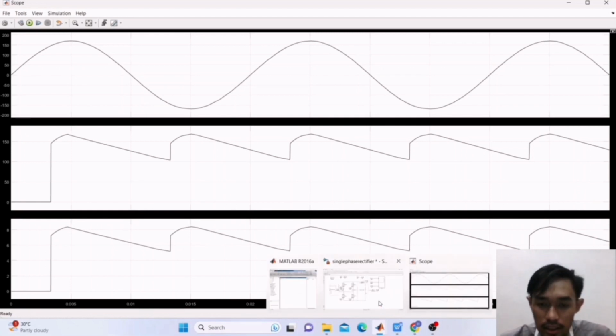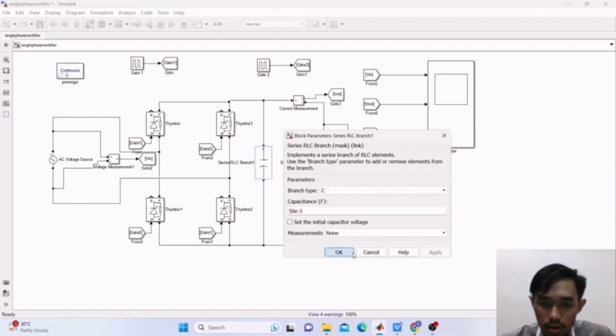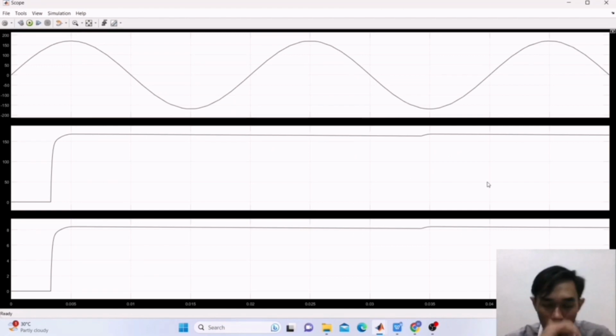Okay, after that, lastly, I will increase the capacitor value to about 50 milli. Apply, and run it. At here, we can see that the voltage ripple has been reduced, that it almost has no ripple in the output. So that's all for me. Thank you.